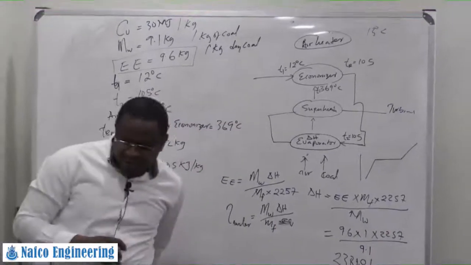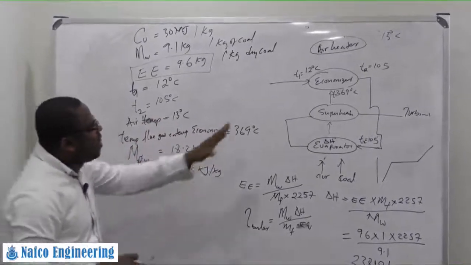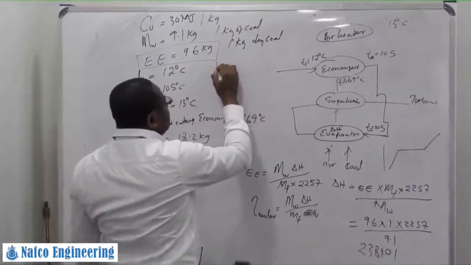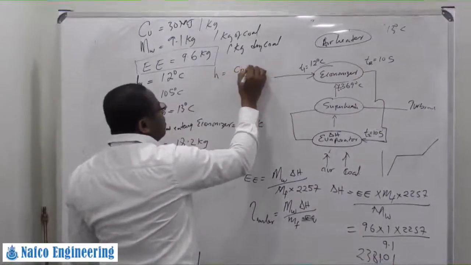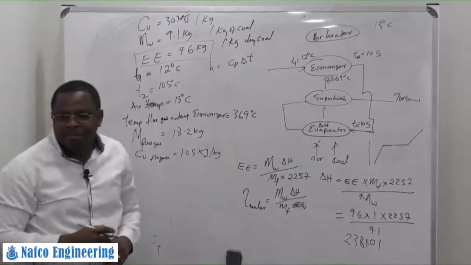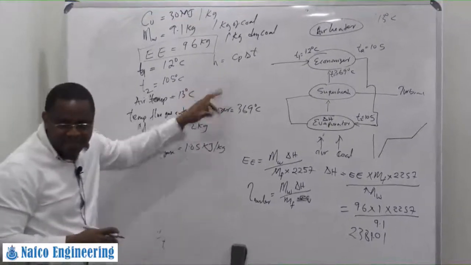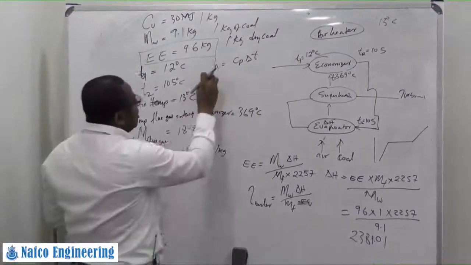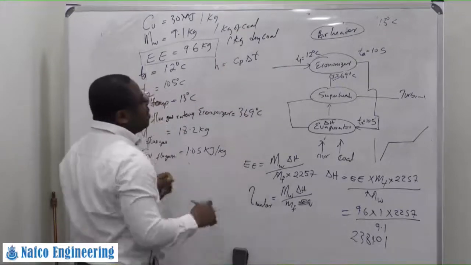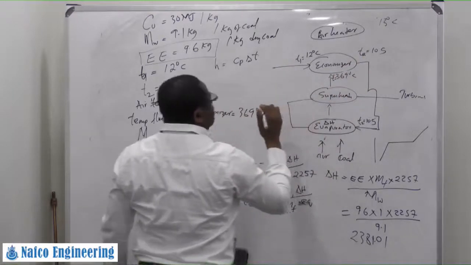Okay, so we can easily get the H there. If we have this and we have that, how do we get H? Cp delta T, isn't it? Why not M? I talk about enthalpy, okay? But if we want to get the energy, it's M Cp delta T, isn't it? Since we have this temperature and that temperature, it means our H there will be Cp delta T.